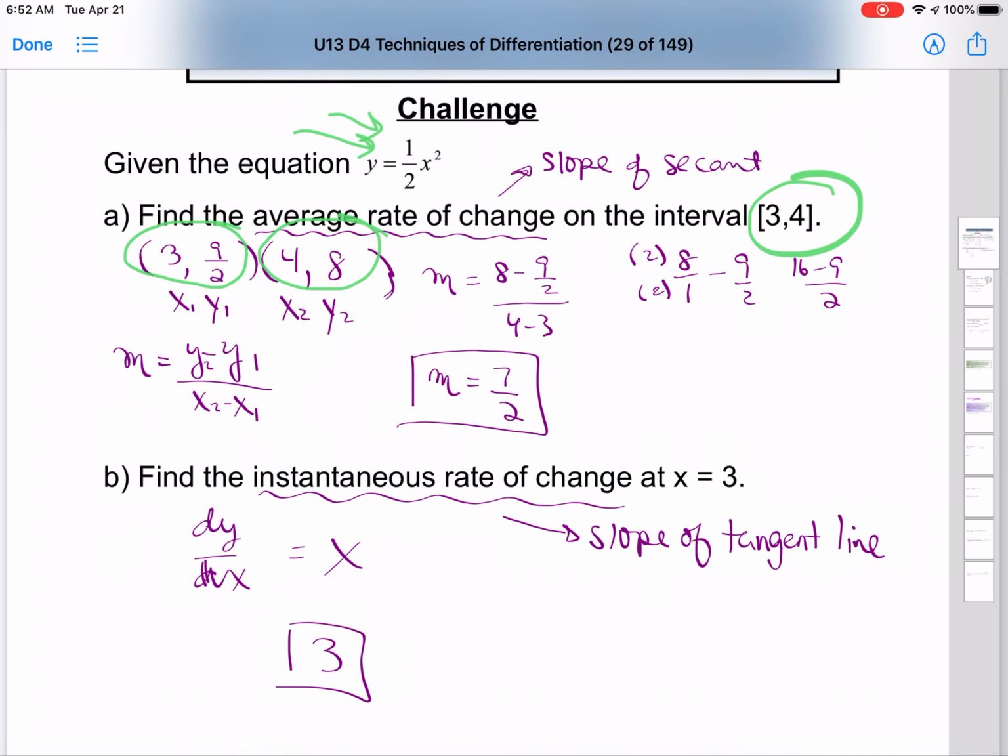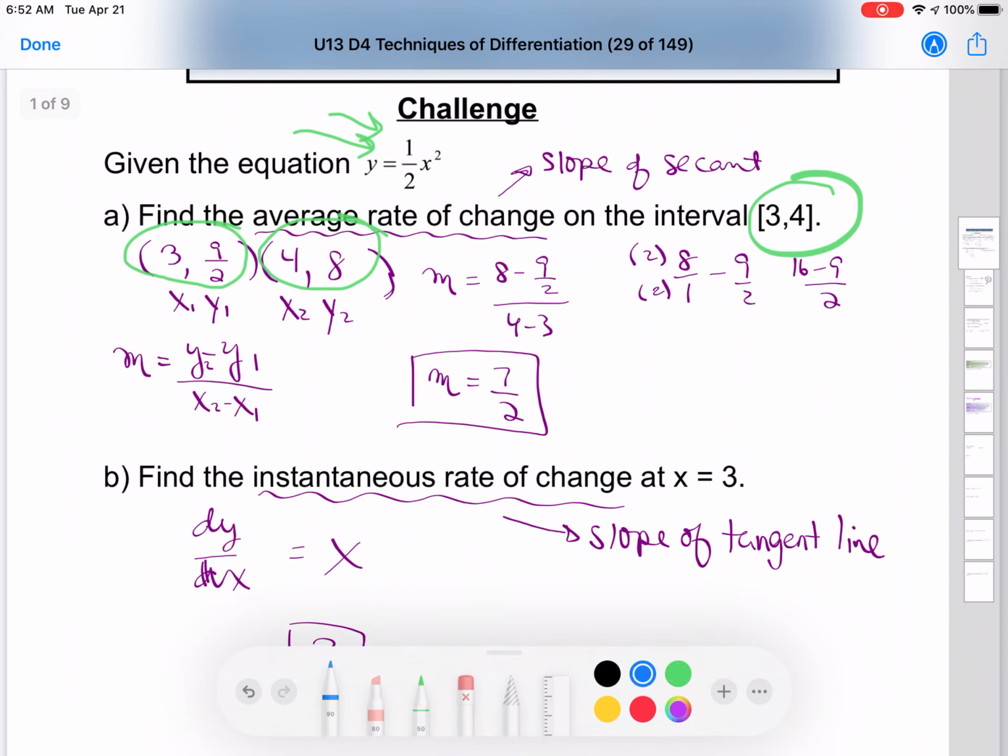Okay, and then the new part, what we're doing in this unit is finding the instantaneous rate of change. Instantaneous rate of change is when you have one x value, you have 1 point, and we want to find it at 3. So if we want to find that instantaneous rate of change, we want to find the slope of the tangent line, so we're going to find the derivative. So we can use the power rule up here to find the derivative instead of doing the whole real definition, doing the difference quotient with taking the limit as h approaches 0. We don't need to do that.